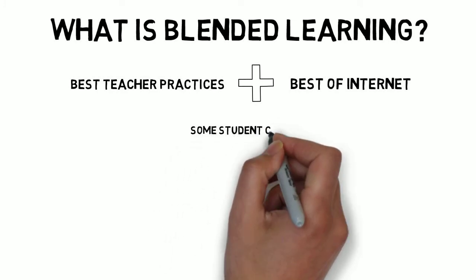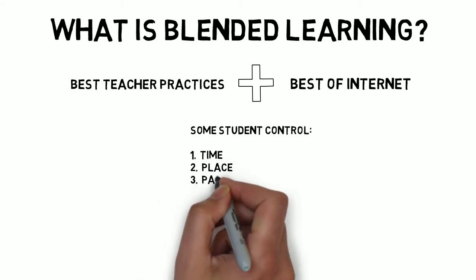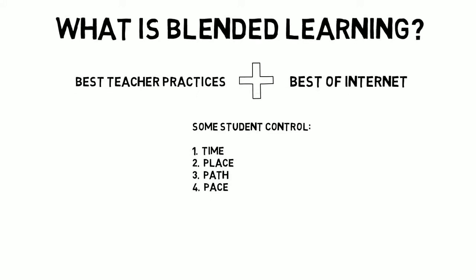All blended learning classrooms have some level of student control over the following four things. Number one, time. Number two, place. Number three, path. And number four, pace.